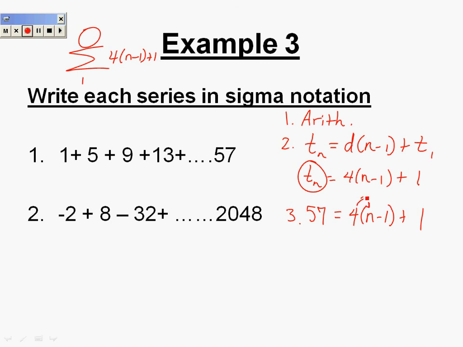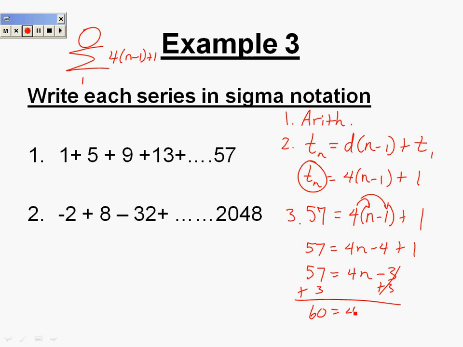Let's do it. Distribute. Combine like terms there. We get minus 3. So I'm getting 60 equals 4n. And then by division, we get our final answer, which is n equals 15. So that tells you your upper limit's 15.